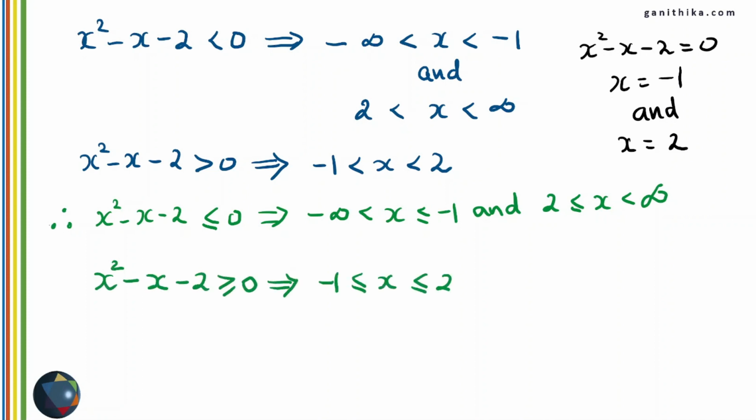When the inequality is greater than or equal to 0, then the solution set will be minus 1 to 2 including both minus 1 and 2. And therefore the solution is given as minus 1 less than or equal to x less than or equal to 2. So the roots are included in the solution depending upon the inequality given in the question.